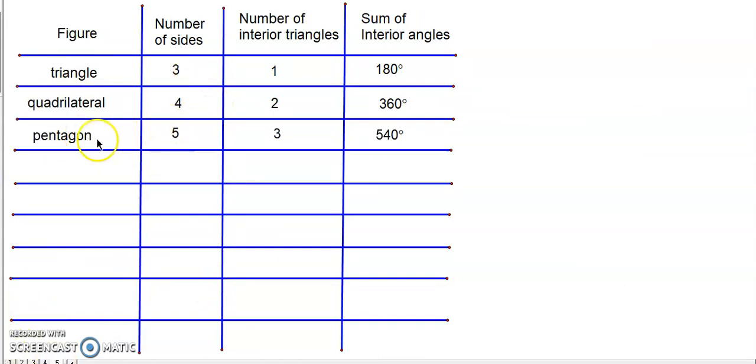So in a pentagon, you have five sides, and we can make three triangles inside the pentagon. So that's 3 times 180. So 3 times 180 is 540. Now let's do one more, and then I'll have you fill out the rest of the chart, and then we'll come up with a rule.